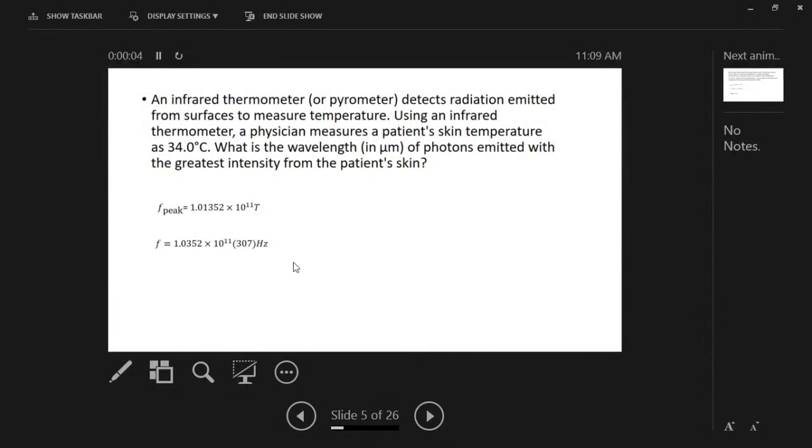So the temperature in Kelvin is 307. You multiply it by this number, and then once you have the frequency, you can use the equation for a wavelength, which is the speed of light divided by the frequency. The speed of light is 3 times 10 to the 8th meters per second. You divide it by this number, and you get the wavelength of the maximum intensity.